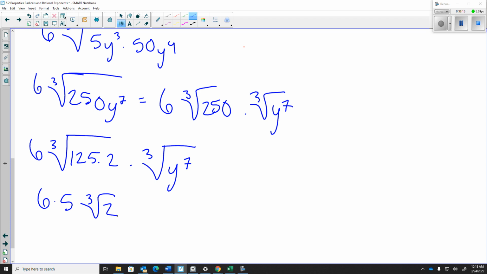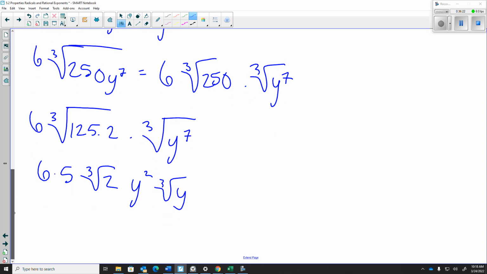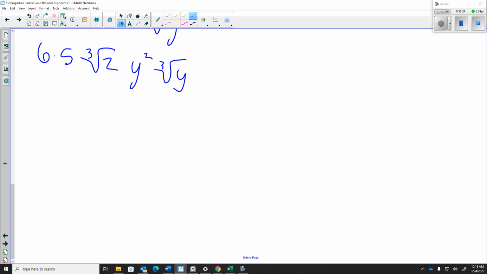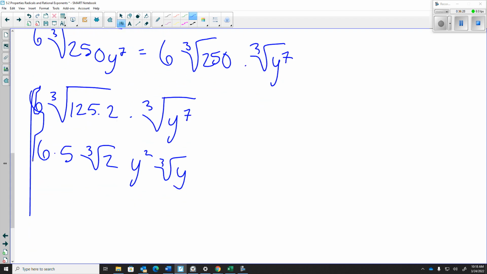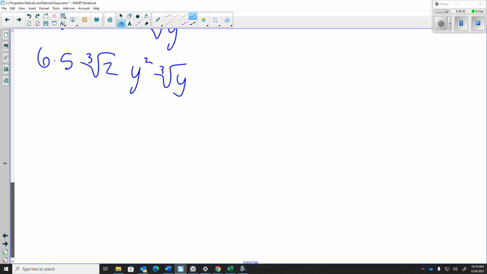3 goes into 7 twice with a remainder of 1. Oh boy, got a lot of pieces. Let's put it all together. 6 times 5 is 30, and then a y squared. And then I put these together.